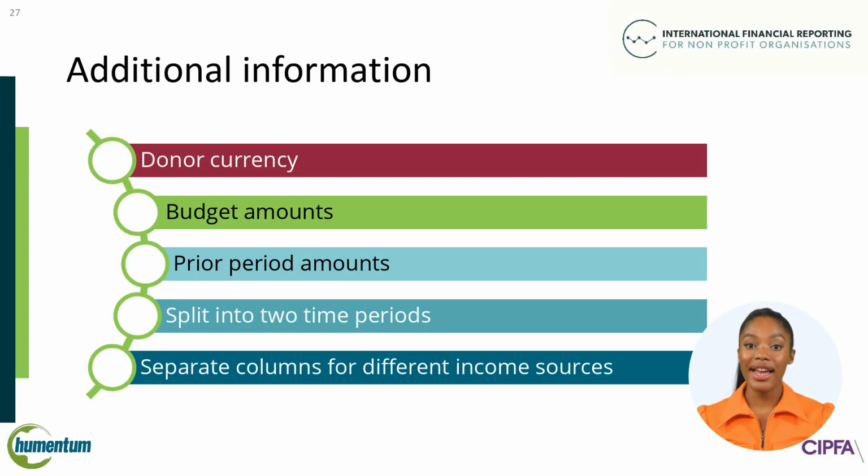If applying Practice Guide 1, an NPO is required to present information for the financial reporting period using the prescribed format. However, it may also choose to present additional information in separate columns. This information will depend on stakeholder needs, but could include an alternative currency, budget amounts associated with the specified activities, prior period amounts relating to the specified activities, amounts for each line split into 2 time periods, which together make up the reporting period covered by the general purpose financial statements, and separate columns for different income sources.